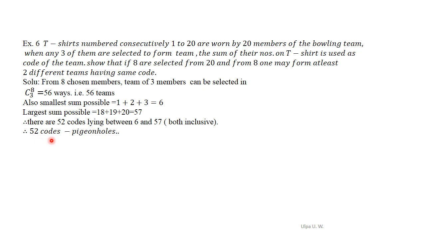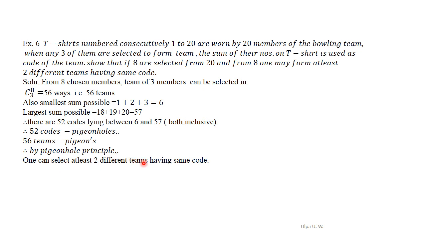So I take those 52 codes as pigeonholes and 56 teams as pigeons. Now you can see the number of pigeons is more than the pigeonholes. That means by pigeonhole principle, at least two different teams are going to have the same code. So that is the required result.